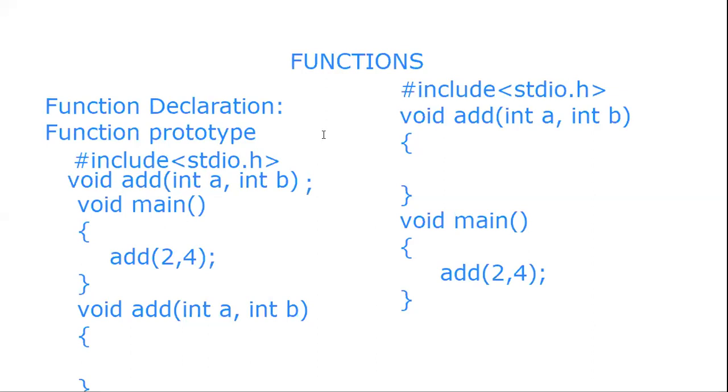Usually we will follow this: define the functions, and then write the main function. If required you can do it the other way, there is no problem, it will still work. Is that clear? Yes, ma'am, clear. So we'll continue. This is about function prototype.